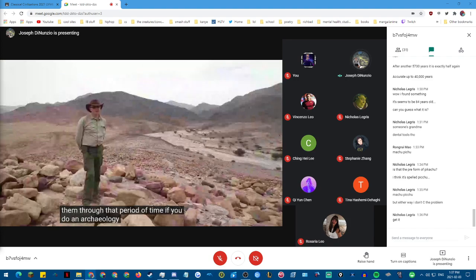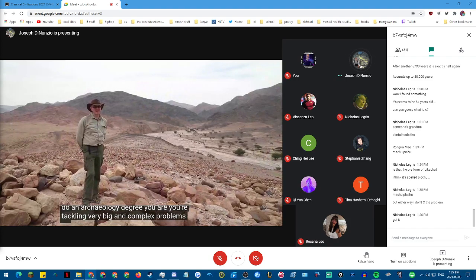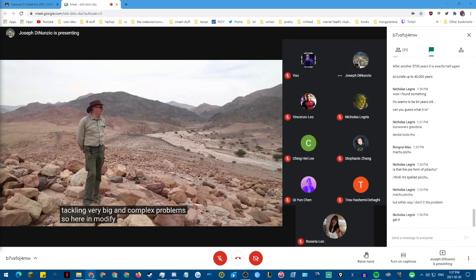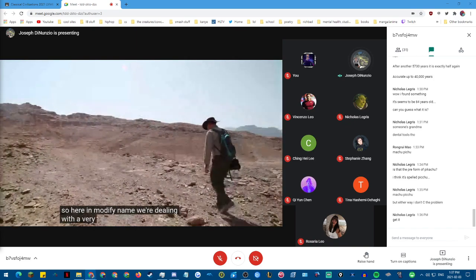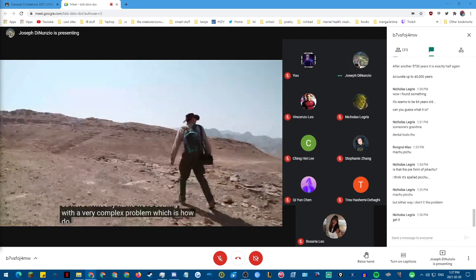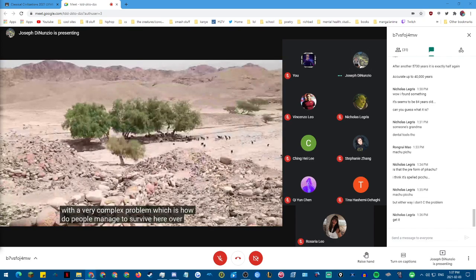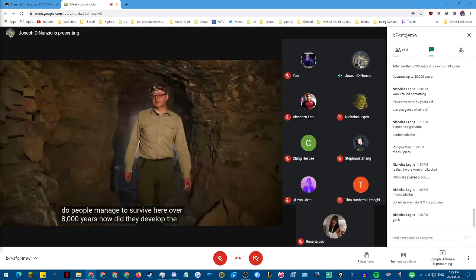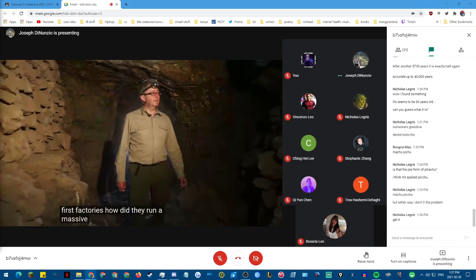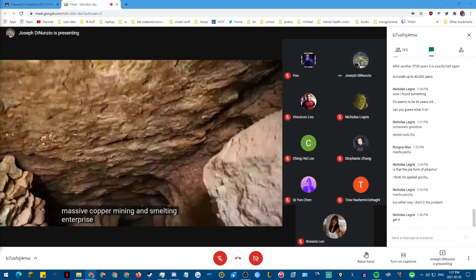If you do an archaeology degree, you're tackling very big and complex problems. So here in Wadi Faynan, we're dealing with a very complex problem, which is how did people manage to survive here over 8,000 years? How did they develop the first factories? How did they run a massive copper mining and smelting enterprise to do that?